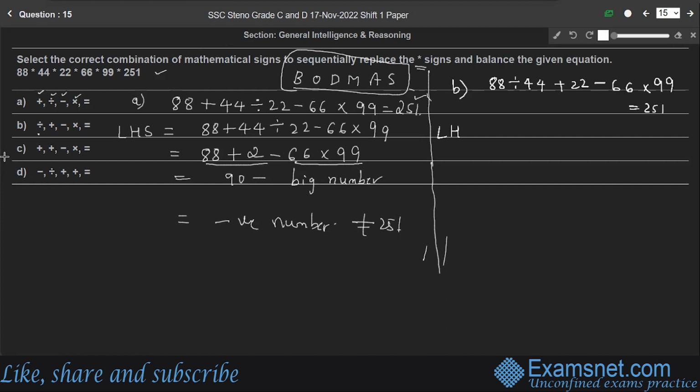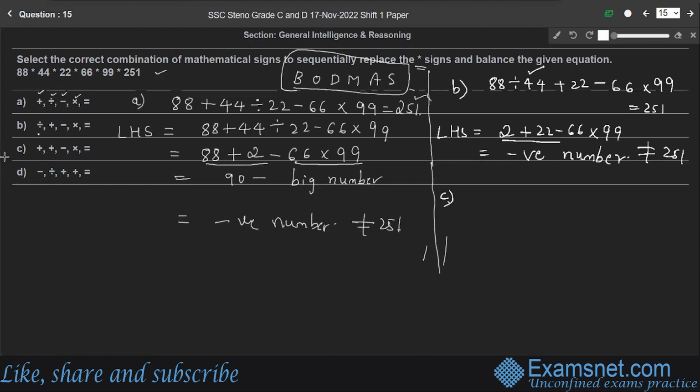So, left hand side. Apply the BODMAS rule, according to which division comes first. 88 by 44 is 2, plus 22 minus 66 into 99. Again, you will get a negative number, right? No need to go for the multiplication part. It is common sense that minus 66 into 99 will be a huge 4-digit number with a negative sign. Therefore, if you add 2 plus 22 to that negative number, you will still get a negative number, which is not equal to 251. Let us go for option C.